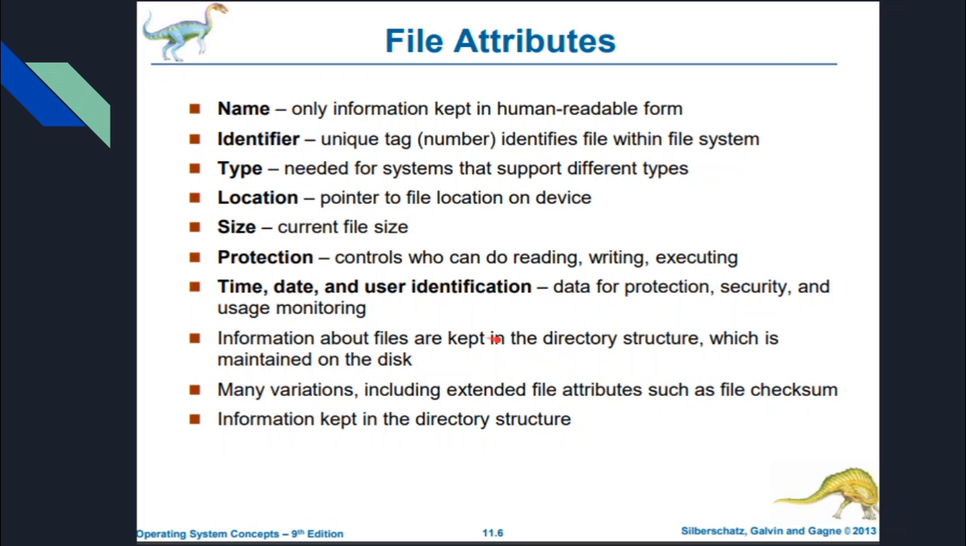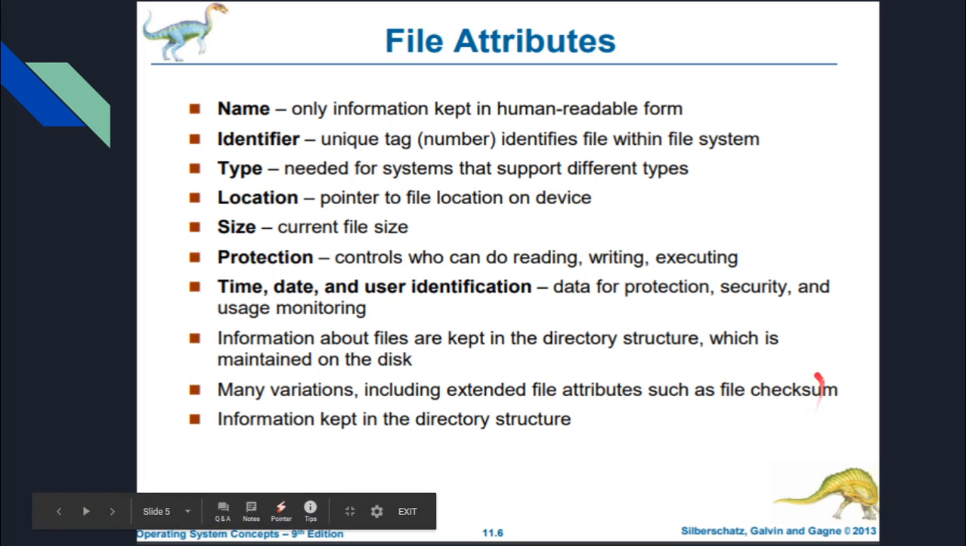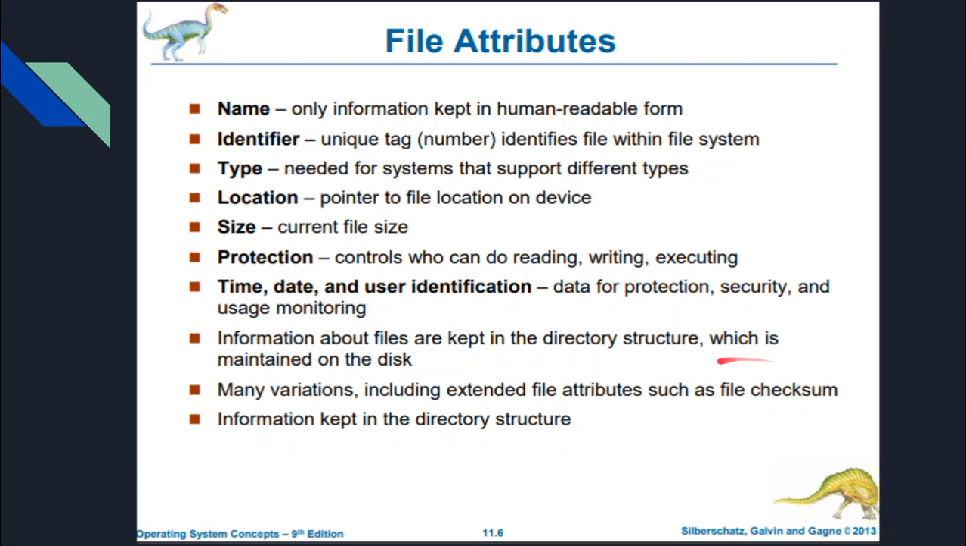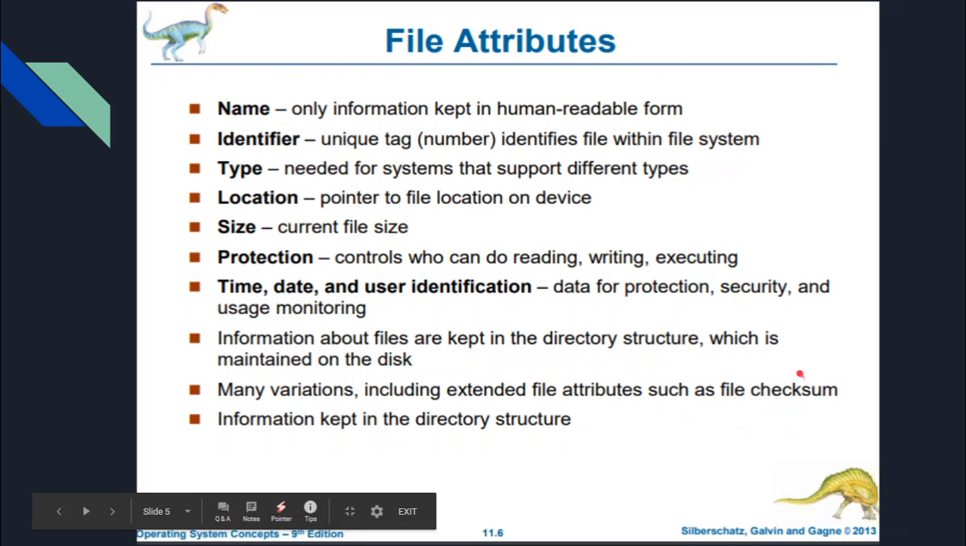Okay, so now when the files are kept in the directory structure, they are all kept on the disk. We have a disk inside the memory. The disk is one of the memory devices where we can save the file in a directory. And then there are many variations, including extended file attributes such as checksum. The checksum actually helps in checking the validity of the file, which is one of the security concerns. And then all the information can be kept in the file as a directory structure. These are all the attributes of a file.